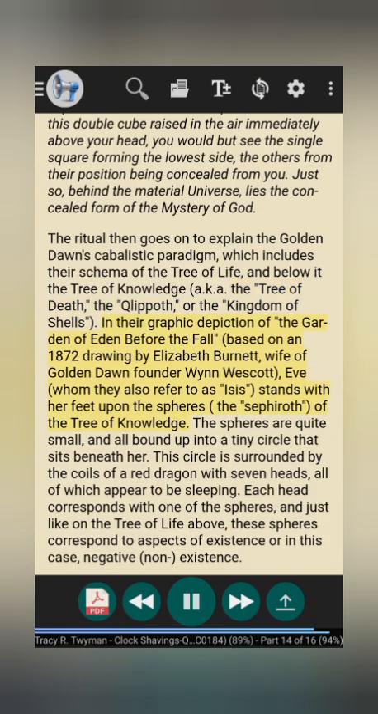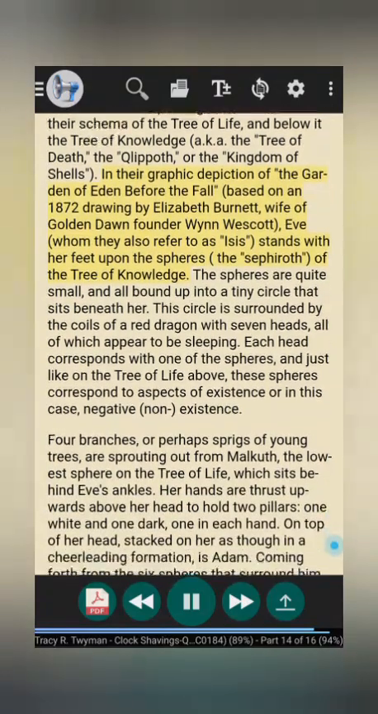In their graphic depiction of the Garden of Eden before the fall, based on an 1872 drawing by Elizabeth Burnett, wife of Golden Dawn founder Wynne Westcott, Eve, whom they also refer to as Isis, stands with her feet upon the spheres, the Sephiroth, of the Tree of Knowledge. The spheres are quite small, and all bound up into a tiny circle that sits beneath her. This circle is surrounded by the coils of a red dragon with 7 heads, all of which appear to be sleeping. Each head corresponds with one of the spheres, and just like on the Tree of Life above, these spheres correspond to aspects of existence, or in this case, negative, non-existence.